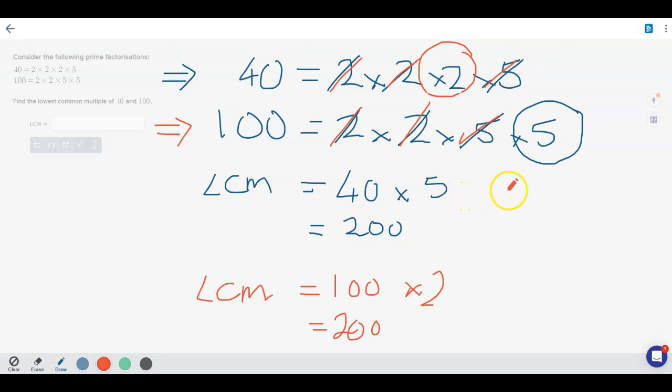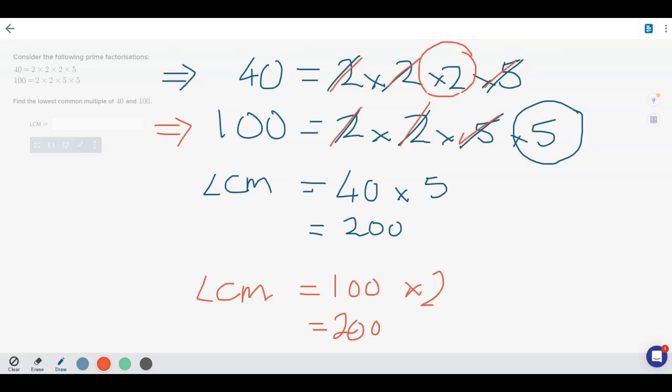It doesn't always mean it's multiplied by a single number. It might be times 5 times 2 if there are more factors involved. But again, it's the number multiplied by any prime factors that are not used, or are not common, I should say, in the other number's list. I hope that makes some sense.